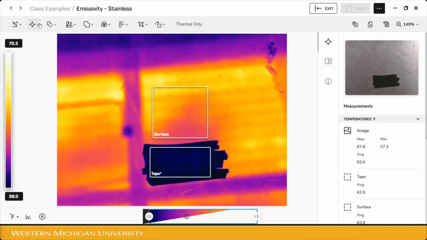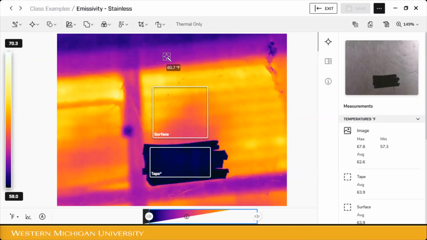So what I mean by that is if I take a spot and put it here, you can see my spot here is 64.8 degrees. And my spot there is 61 degrees. So a little bit of a difference from that heat, but not much. In actuality, it's probably not that much of a difference. It's just because of that reflectivity, we have to be aware of it.